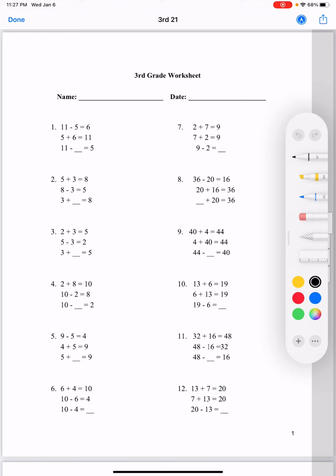Hey guys, my name is Christy and this is the lesson 23rd grade worksheet for Y-Log. So the first worksheet asks us to find the missing value from the equation.